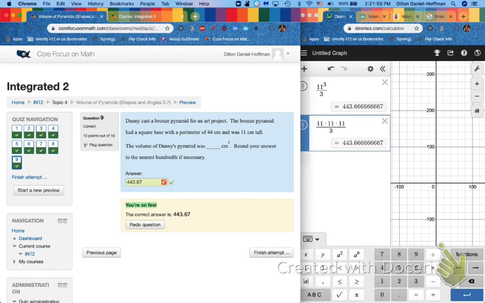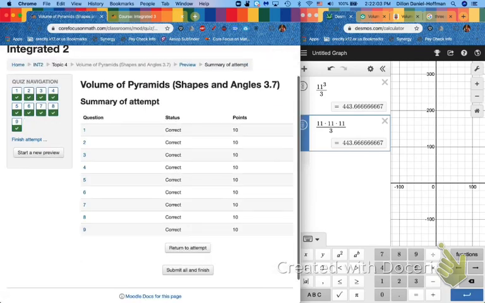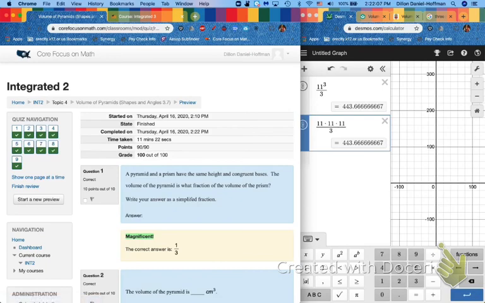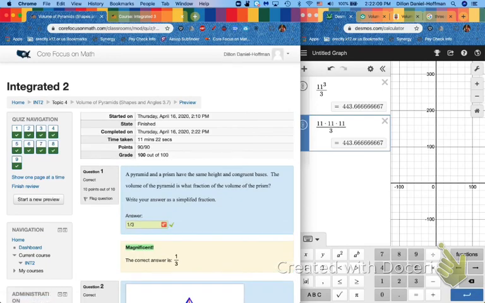Well, hope that made sense. Let's finish it as we always do. Make sure we see that perfect 100% come up on the screen. Hopefully you have finished yours and you also see 100% on your screen.